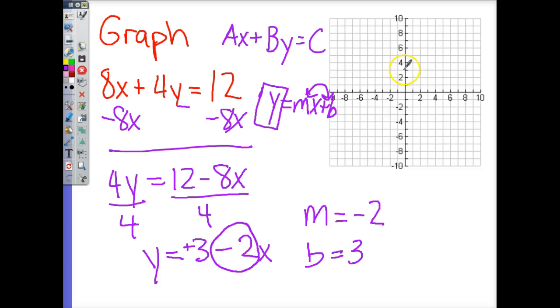So again, I can hop right on over here. Now that it's in slope-intercept form, nice and easy. 3, and I have a slope of negative 2. So rise of negative 2 and a run of 1. Because remember, this is over 1. Rise of negative 2 over 1. And connect your dots, hopefully better than I'm doing. Add an arrow, and you're good. So if you see it in standard form, just do a little bit of manipulation to put it into slope-intercept form so that you can find the slope and the y-intercept, and you're good to go.